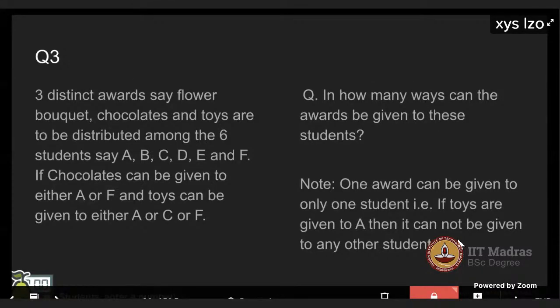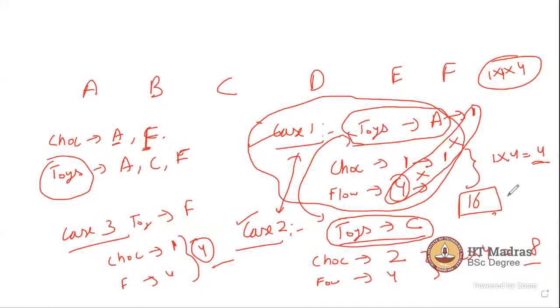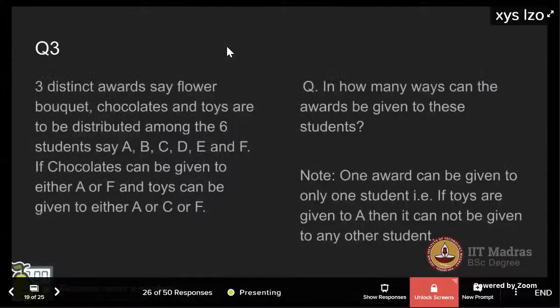Those 2 events are not happening simultaneously, right? These 2 cannot happen simultaneously. That's why I added. But when you say A or C or F, it means that we can give to only one guy. No, here I mentioned it in the note. See, if toys are given to A, then it cannot be given to any other student. 1 award can be given. It's mentioned in the question here.